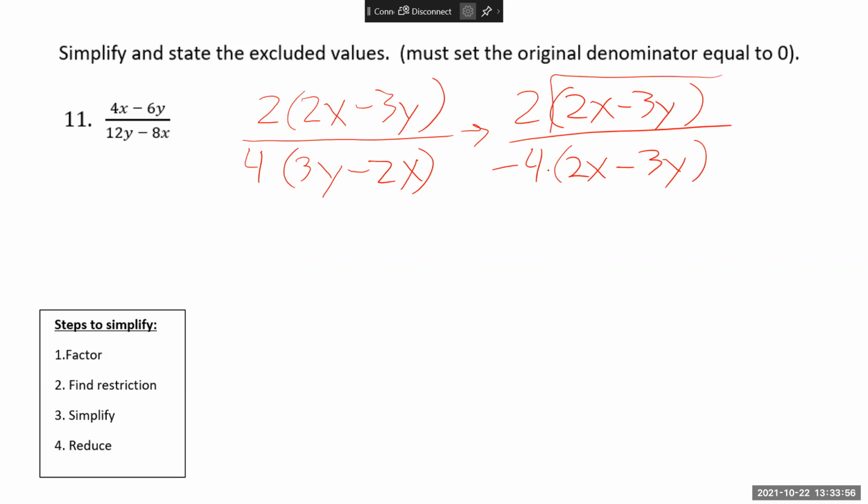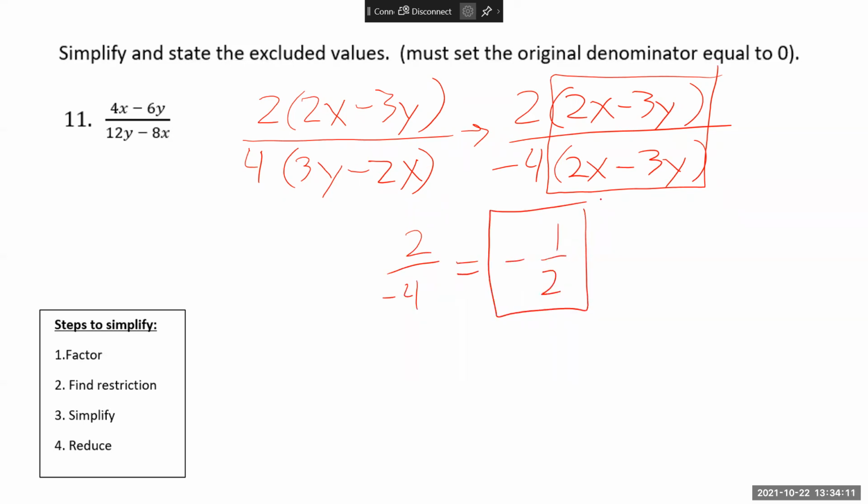Now the 2x minus 3y, that whole block shows up on the top and the bottom. It simplifies down to 1, leaving me with just 2 over negative 4, which is just negative 1 over 2. That is my answer. So again, once you get that block to be exactly the same on the top and bottom, it reduces down to 1.